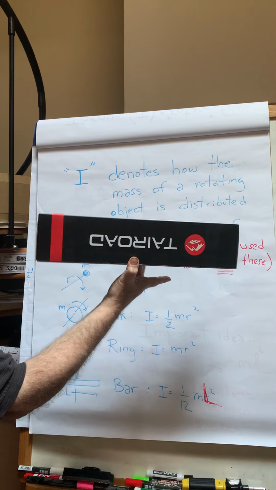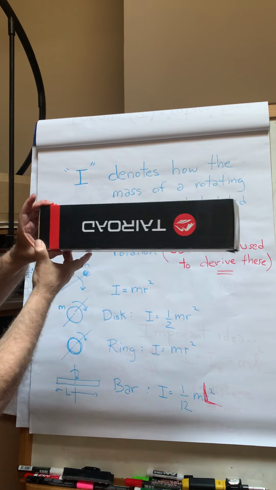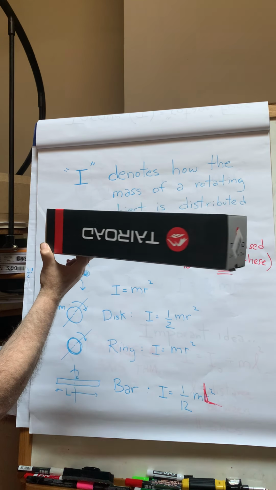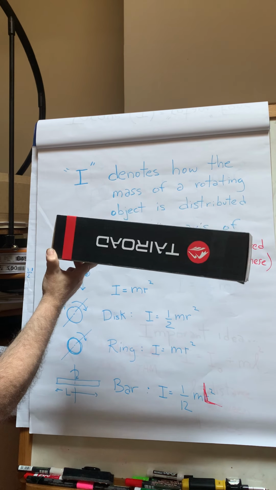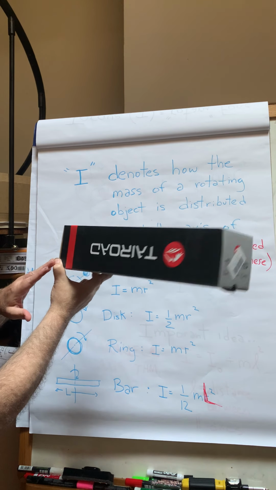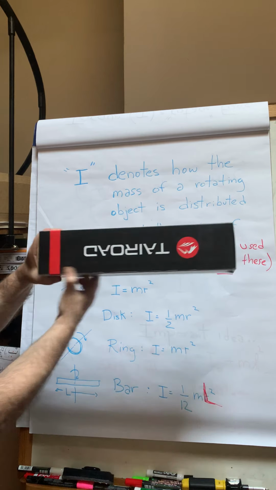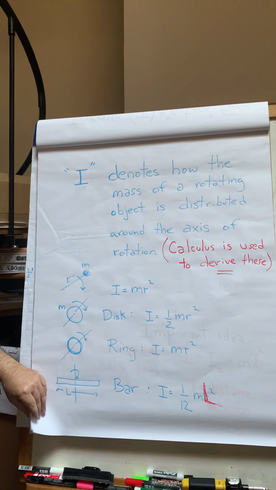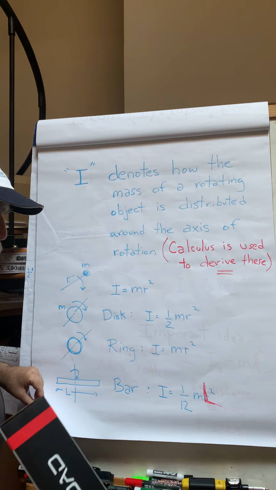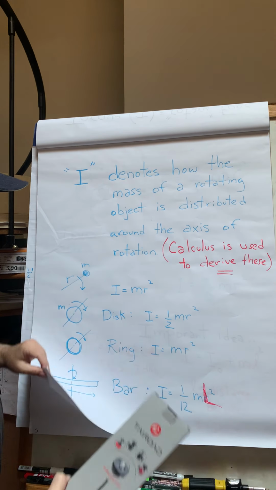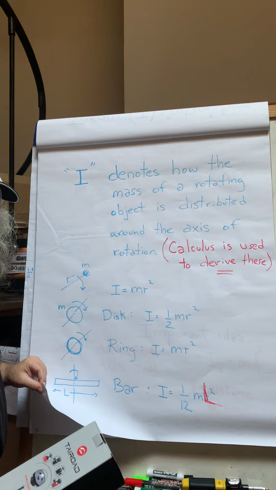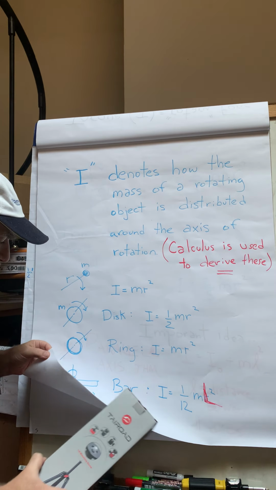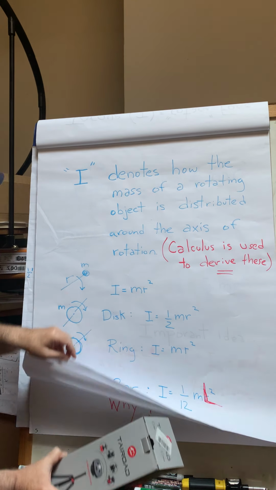Is it harder to do this or harder to do this? More mass is concentrated away from my axis of rotation than it is here. Which is harder? Which requires more torque? In which way is there more mass distributed away from the axis of rotation? You probably already know.